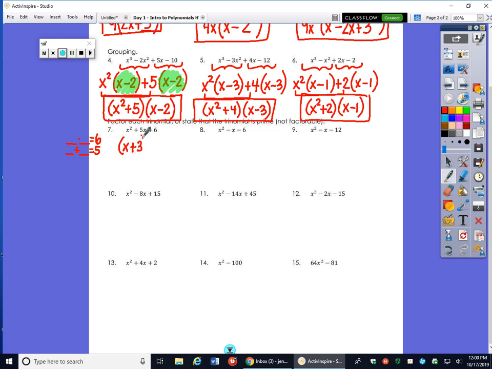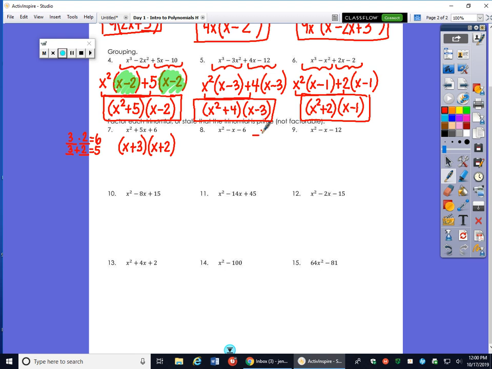So x plus 3 and x plus 2 will be your final answer, because 3 times 2 gives me 6, but 3 plus 2 gives me 5. So you just write them as binomials, x plus the first number and x plus the second number. If one of the numbers had been negative, then it would be an x minus, not an x plus.